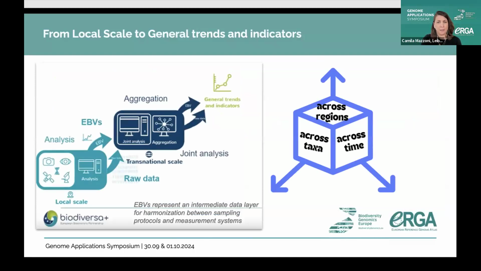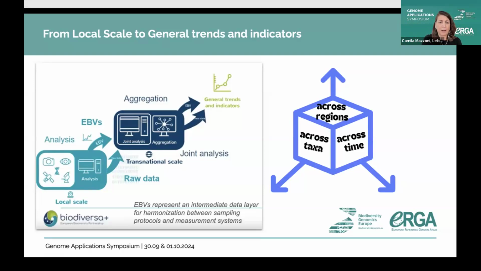So the idea then is not that we're talking about one species, one management program in one place, but it all starts with this. It all starts with the local scale, such as the example that Ivana gave to you today. But how to do this now at a level where you can jump from local scale to the transnational scale and finally end up with general trends of indicators about what our actions are doing in terms of biodiversity change? So how are we improving or not the conservation and restoration of biodiversity?